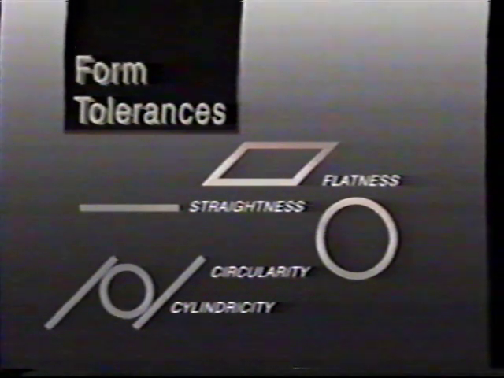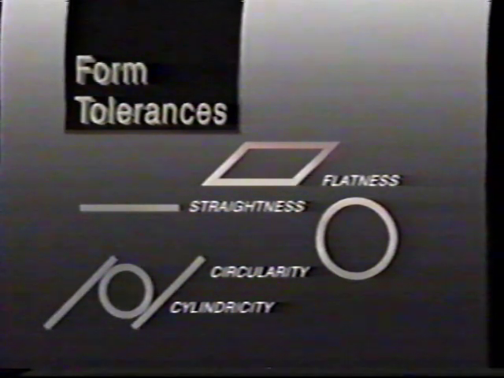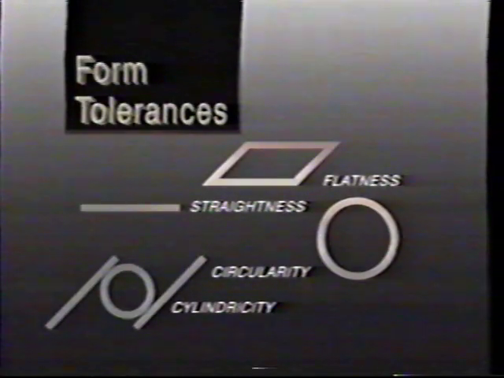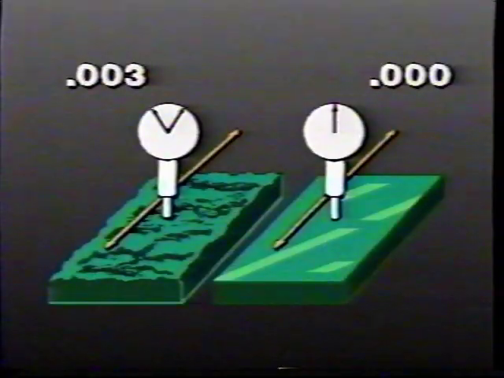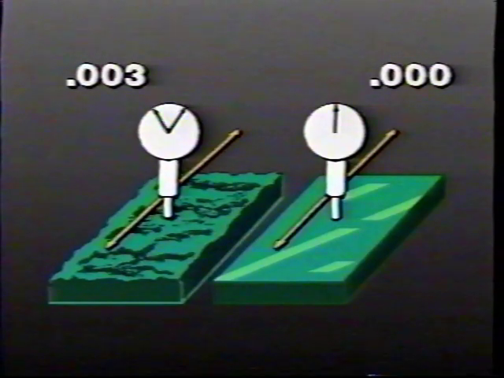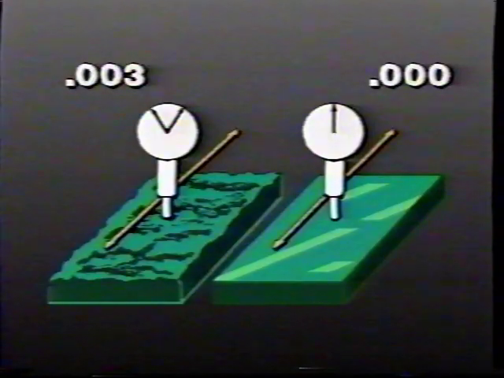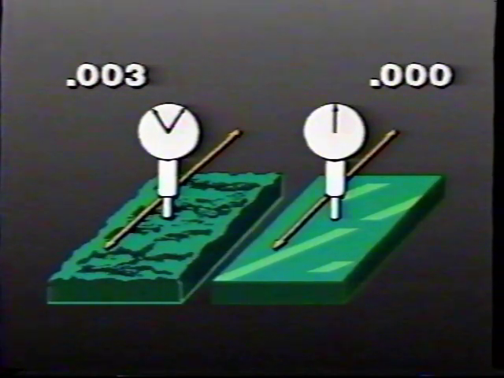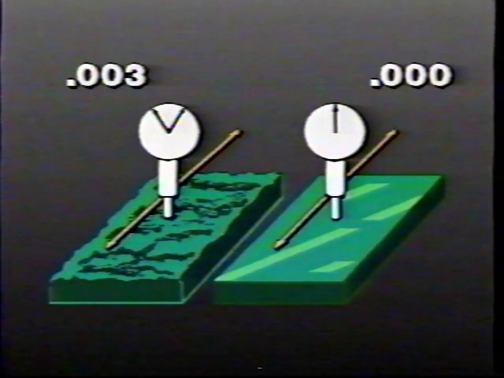These form tolerances are not referenced to a datum, but to a theoretically perfect counterpart of themselves. For example, suppose you're inspecting this surface for straightness using a dial indicator. The tolerance states that this surface may vary by 0.003 compared to the theoretically perfect straight reference surface on the right.